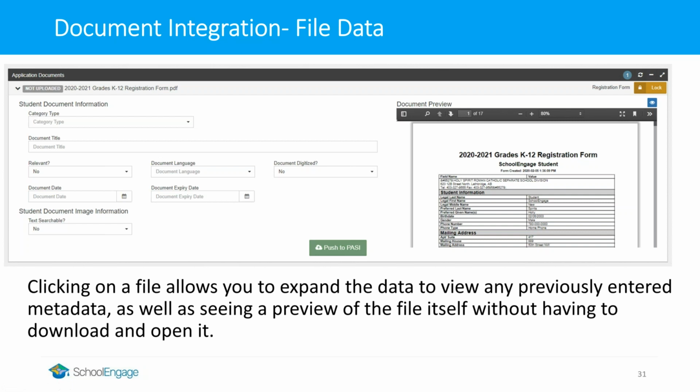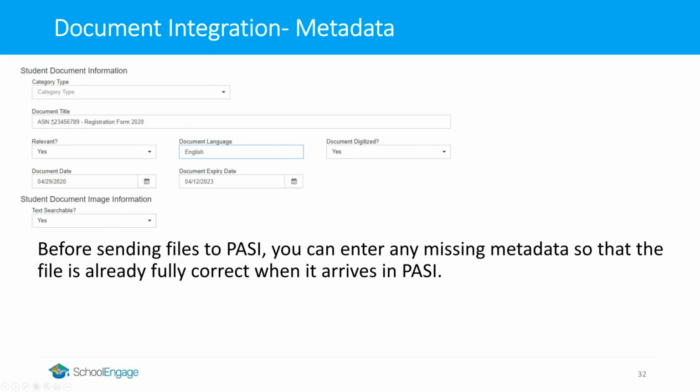I know that was a huge inconvenience for you guys, so we've gone and tried to make it just that much easier. So I've got this file and I want to move it to PASI, so I'm going to go in and start filling out the metadata. I know a lot of you guys like including the ASN in the title, so I've just done that in this example and filled out the metadata.